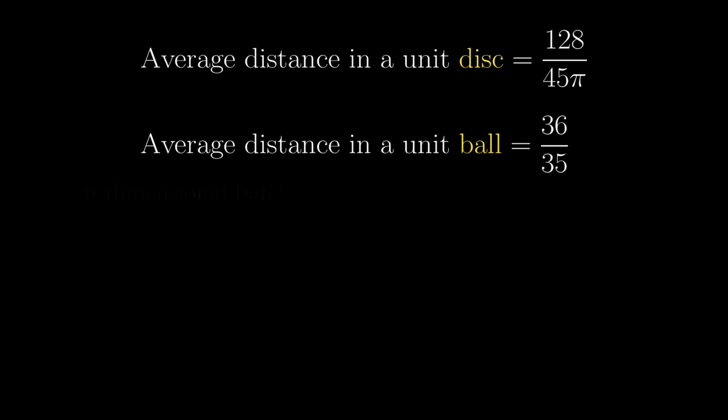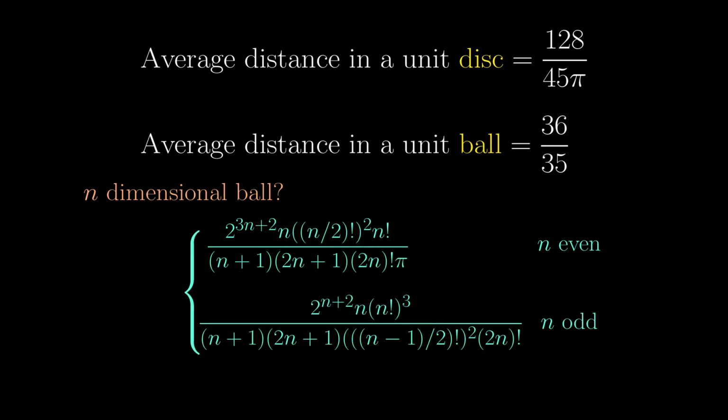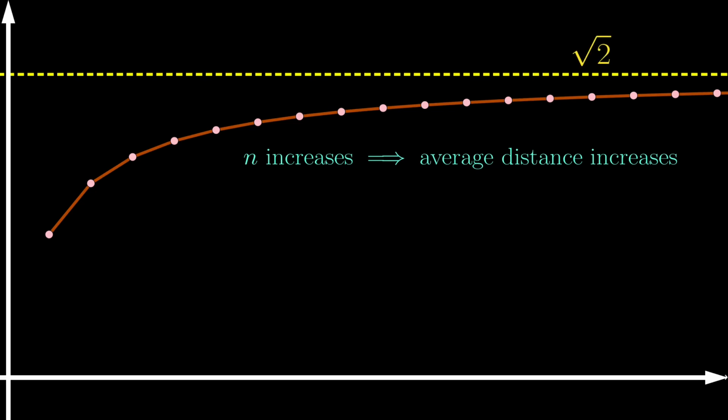What about the average distance in an n-dimensional ball? The general formula is quite complicated depending on whether n is odd or even, but all these can be computed using the same argument as we have seen. And if we plot these average distances, we can see that when n increases, the average distance increases, but in the limit, it goes to square root of 2.